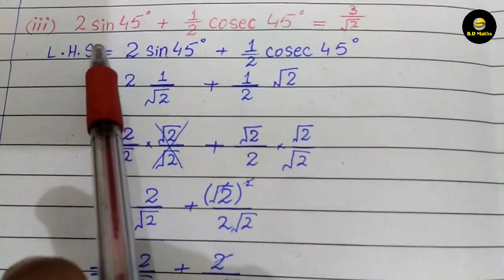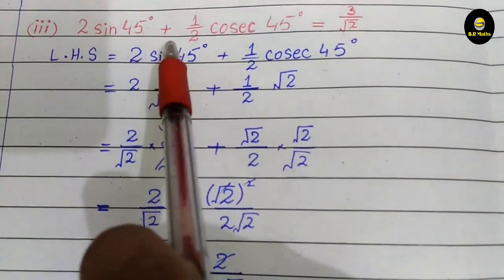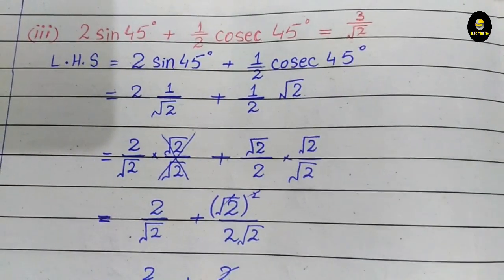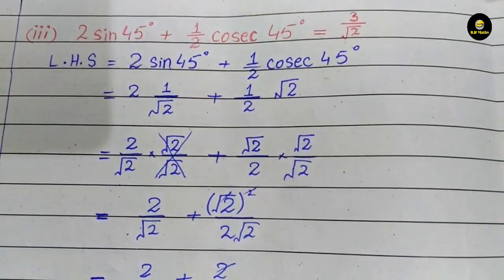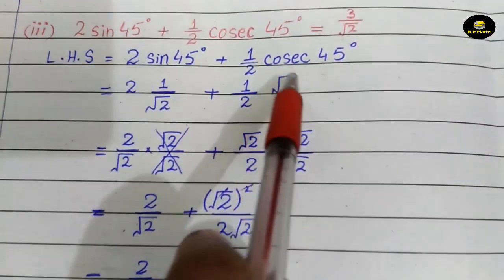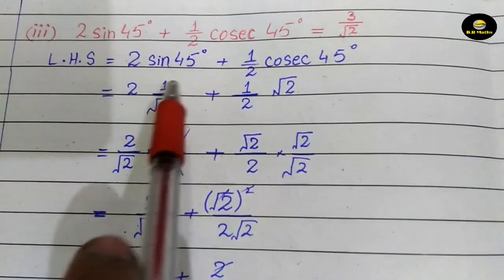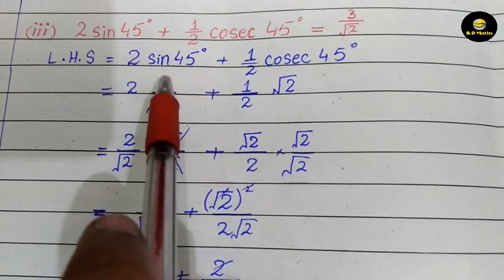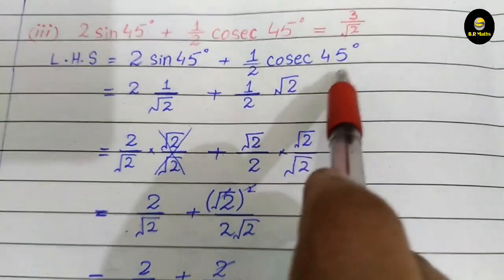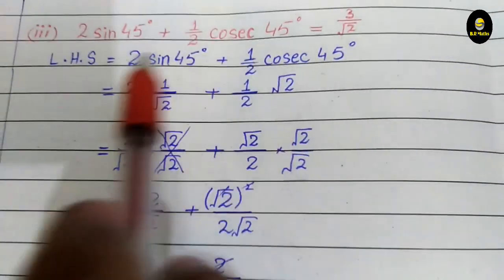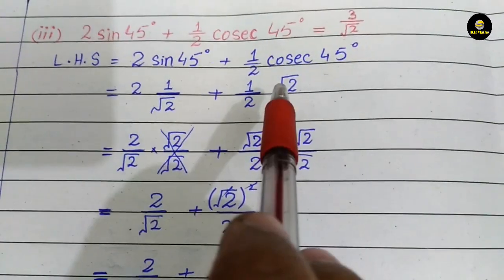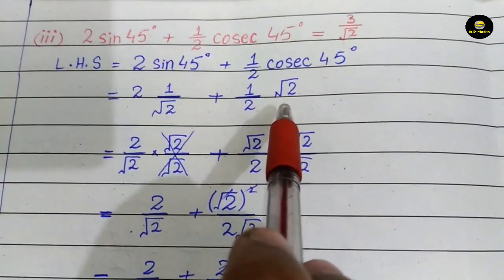Now students, the third part is 2 sin 45 plus 1 by 2 cosecant 45 equals 3 by square root 2. So students, take the left hand side, 2 sin 45 plus 1 over 2 cosecant 45. Put the values from the table. 2 sin 45 means 2 times 1 over square root 2, plus 1 by 2 cosecant 45. So cosecant 45 is the reciprocal of sine, and sin 45 is equal to 1 over square root 2. So it becomes square root 2, the reciprocal.